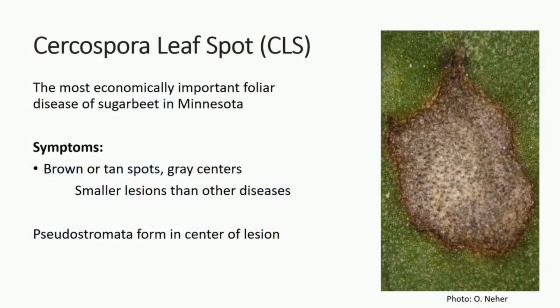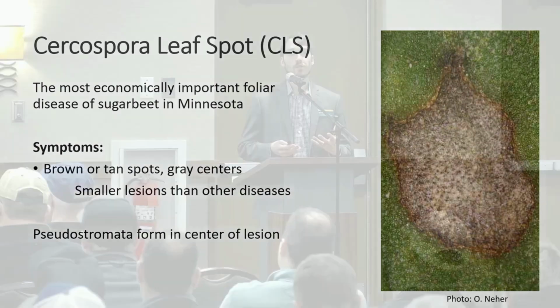The part of the Cercospora biology I'd like to highlight again are these pseudostromata, the structures in the center of the gray and tan lesion that produce the spores. Hundreds of spores. Each spore then has a chance to land on a leaf and initiate a Cercospora lesion in addition to the existing lesion.